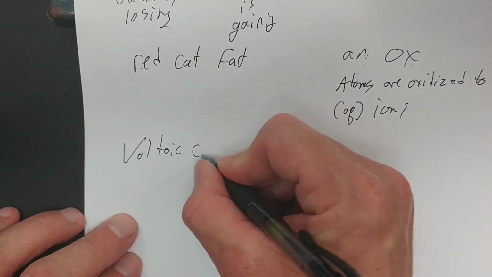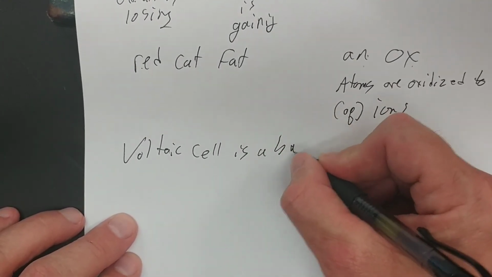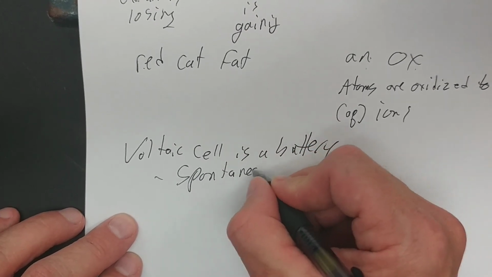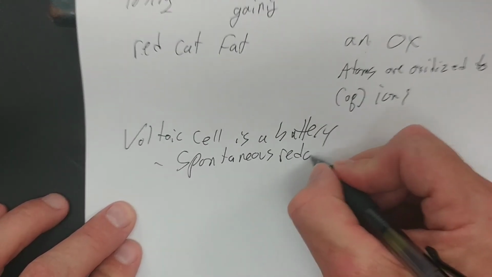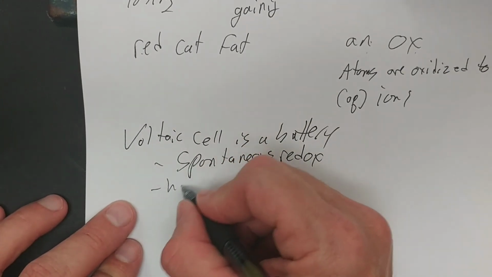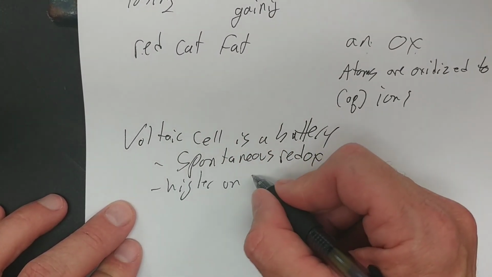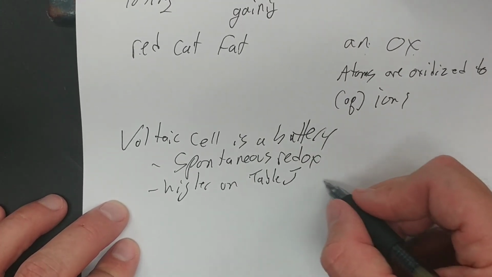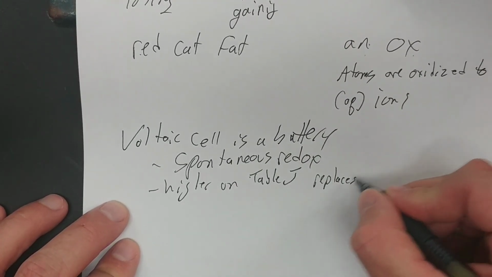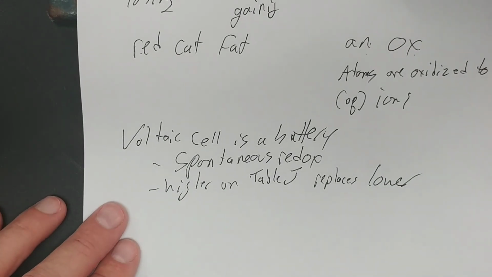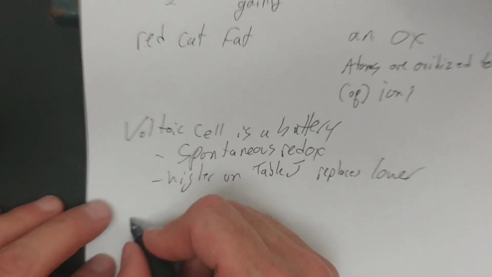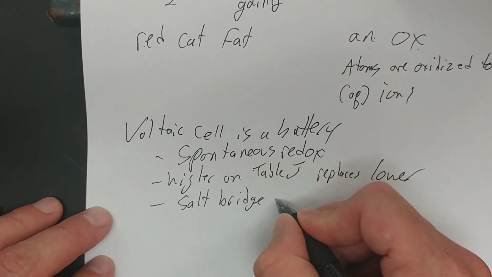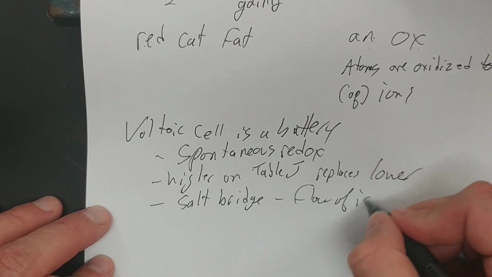Voltaic cell is a battery. A spontaneous redox reaction. Higher on table J, the activity series, replaces lower. Salt bridge, flow of ions.